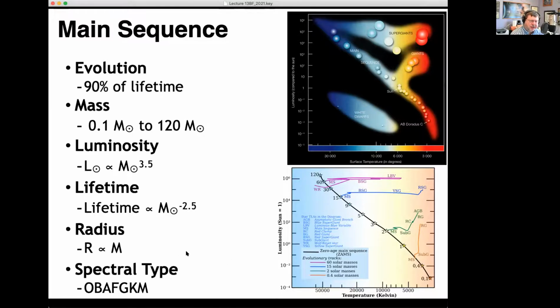And the radius goes as the mass. And the spectral type, OB, AF, GKM. OB are the really bright blue stars that burn bright and die young. G stars are like us, and K and M stars are those common as stardust red dwarfs that last forever.